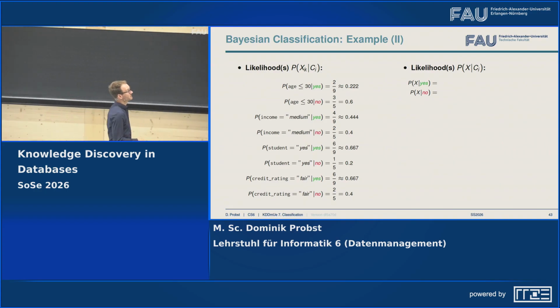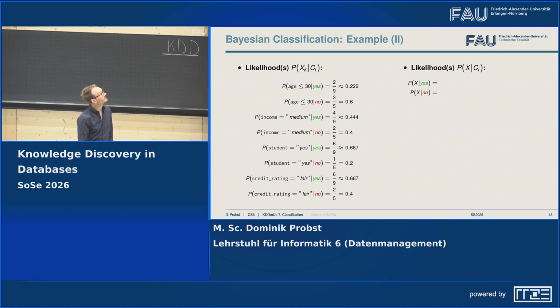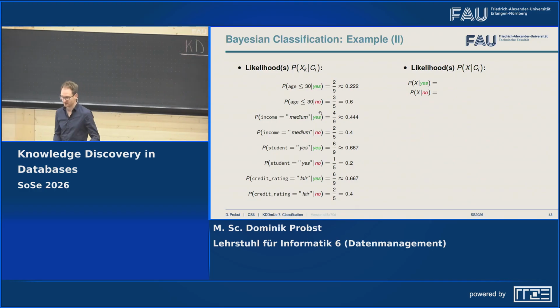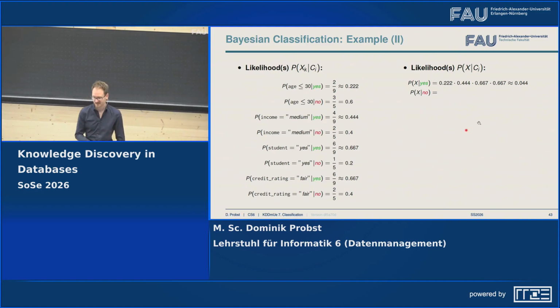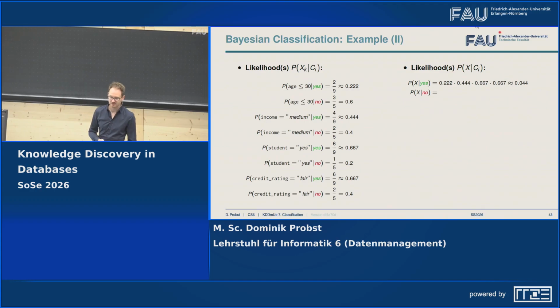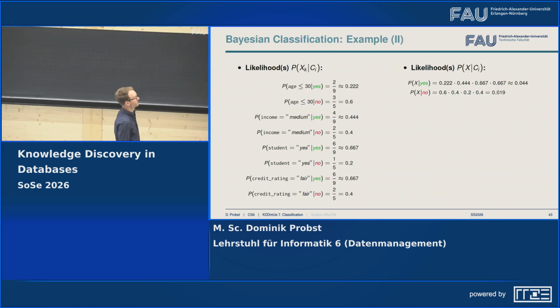That's also pretty easy to do, since we simply have to combine all yes likelihoods and all no likelihoods. So we simply have to use 0.222 times 0.444 times 0.667 times 0.667. And that ends up at roughly 0.044. And the same thing has to be done, of course, for no, which ends up at 0.019.